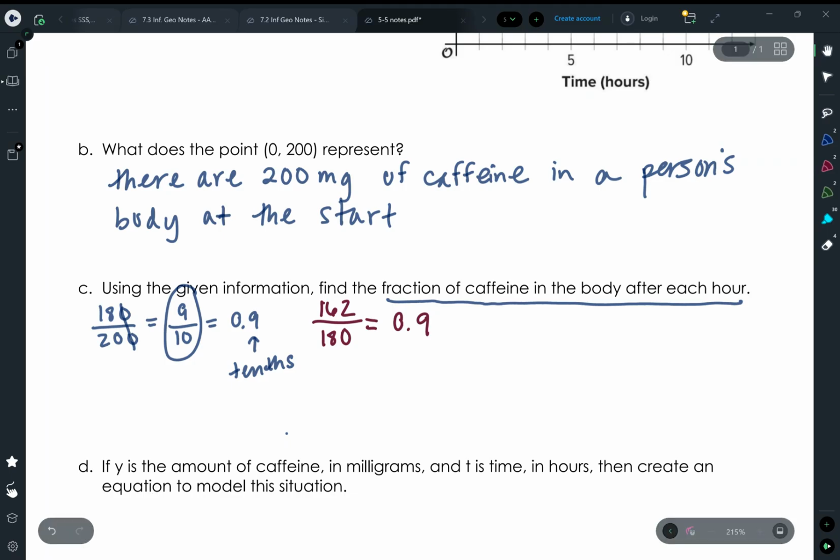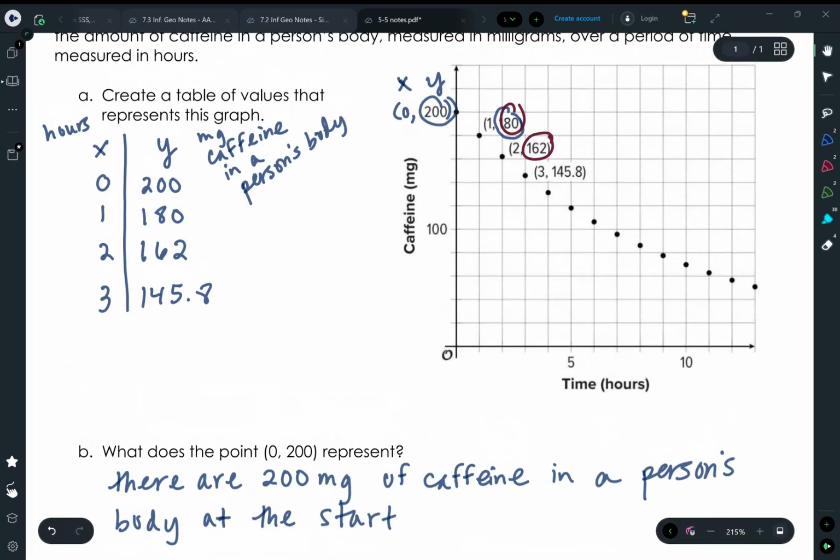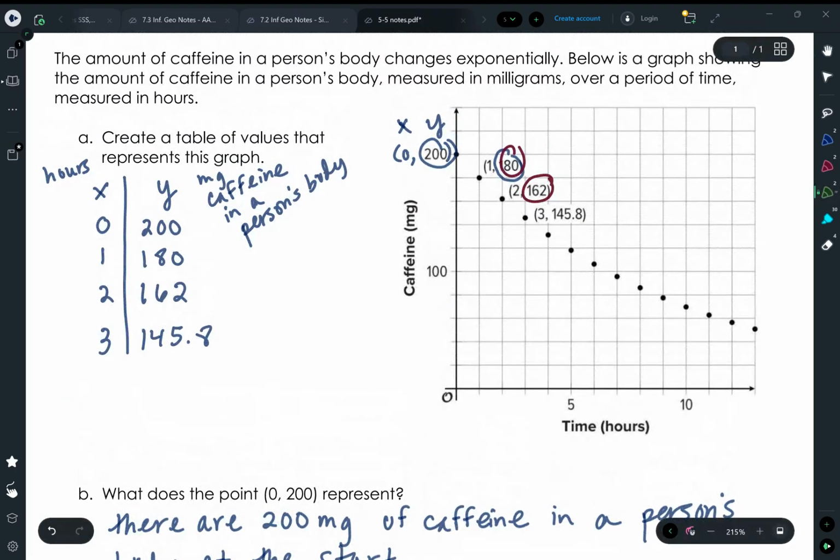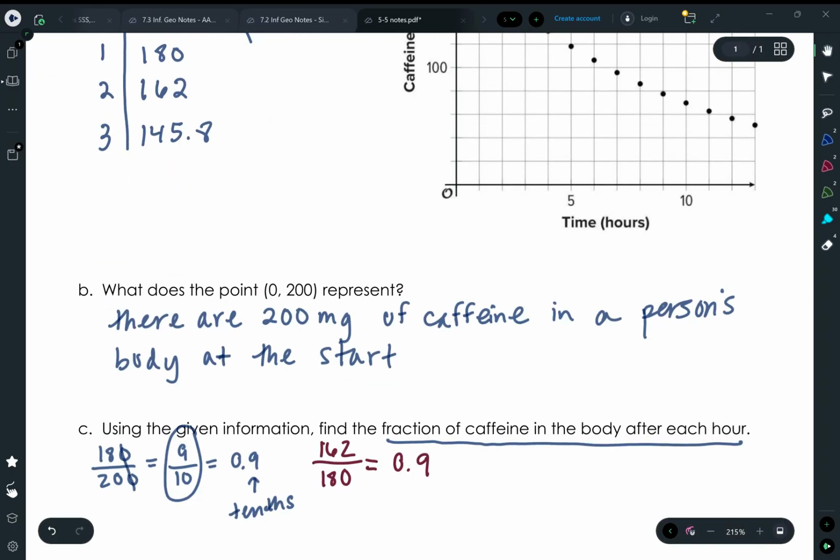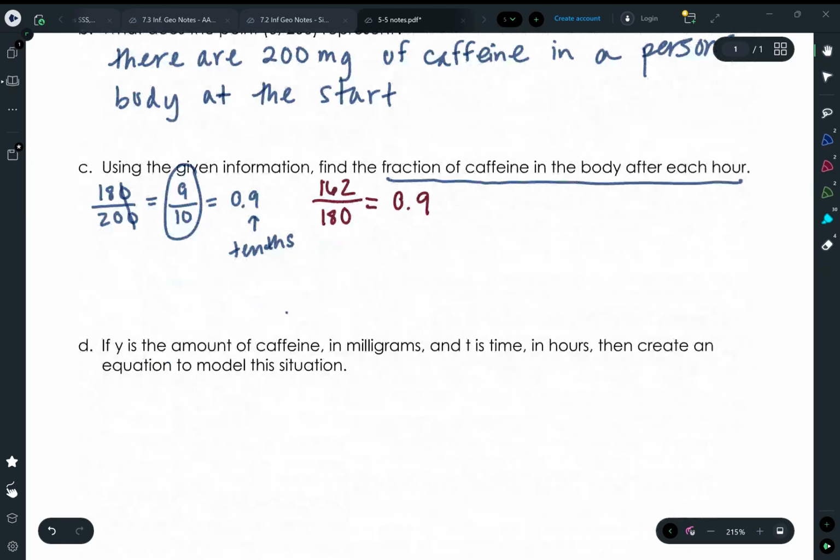Let's go back and do one more, because they do give us one more set of ordered pairs. In the next hour, from 2 hours to 3 hours, at the end of the third hour, I've gone from the 162 to the 145.8. So I'm going to take my last number, my 145.8, what happened at the end, and divide by the beginning of that interval, 162. So 145.8 divided by 162. The tricky part for me is remembering when I scroll.